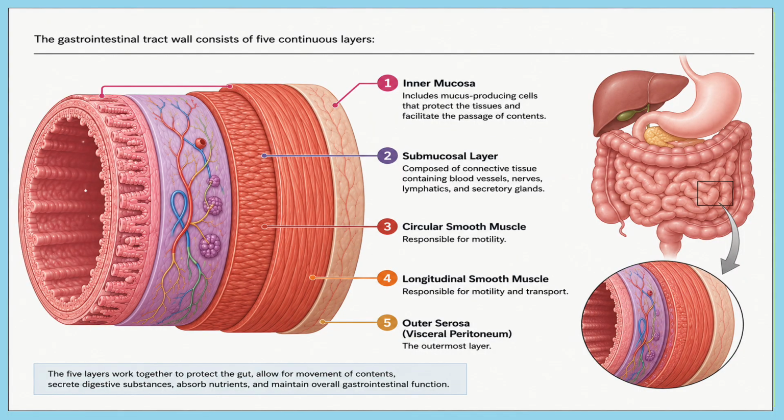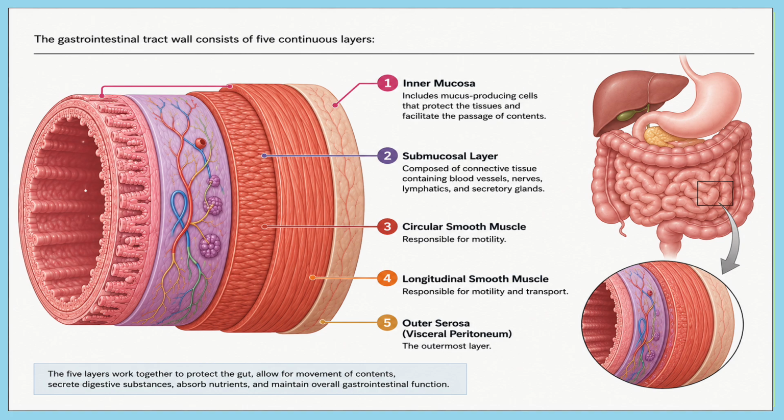Now, let's take a closer look at the architecture of the digestive tract, right? It's very complex and beautiful, right? While each organ has its own unique shape, the wall of the gut consistently has 5 continuous layers that work together to process food and protect the body. Now, starting from the innermost layer, we have the inner mucosa. This layer is extremely important because it contains the mucus protecting cells. This mucus serves 2 main purposes.